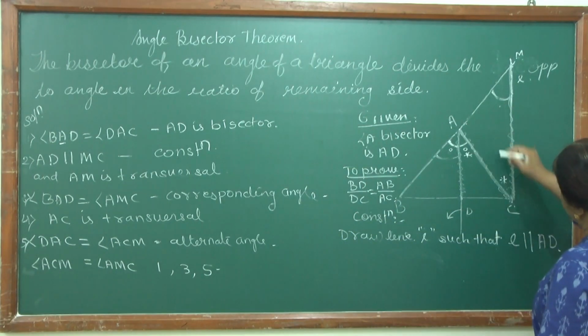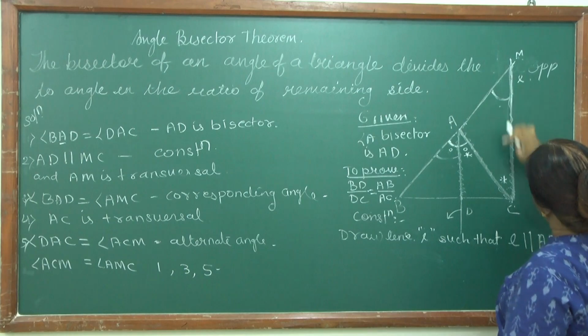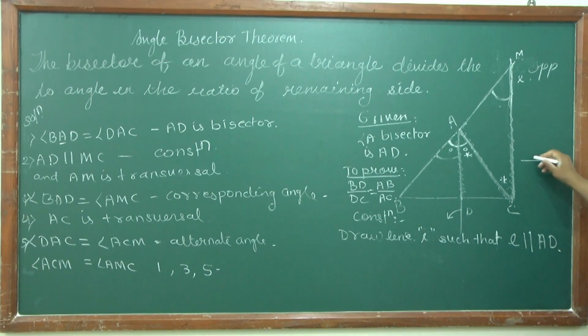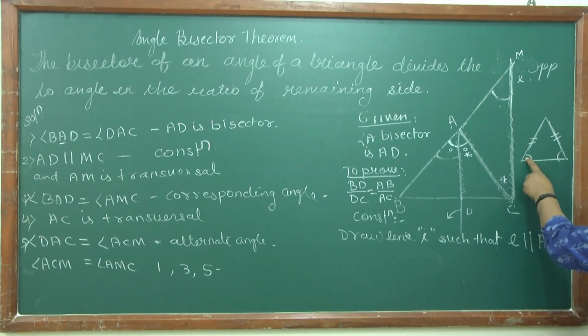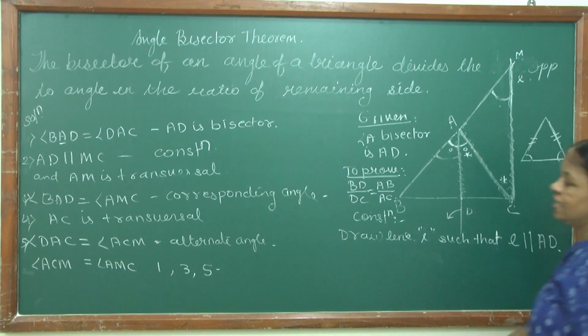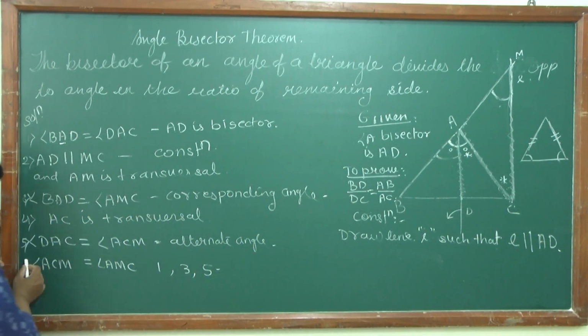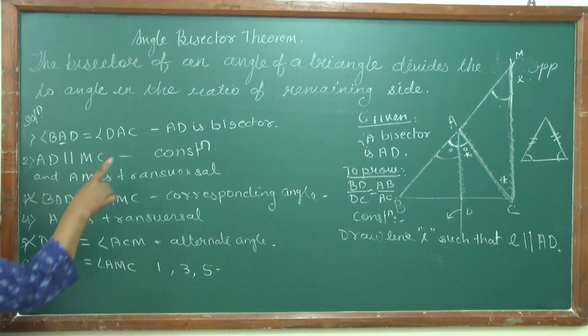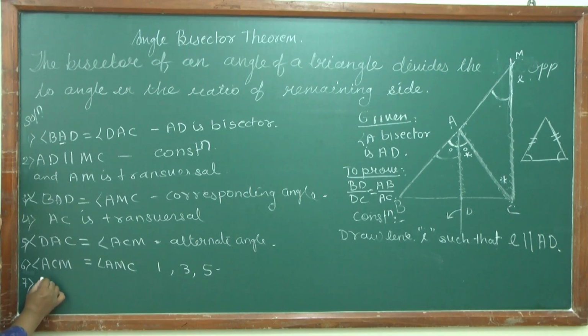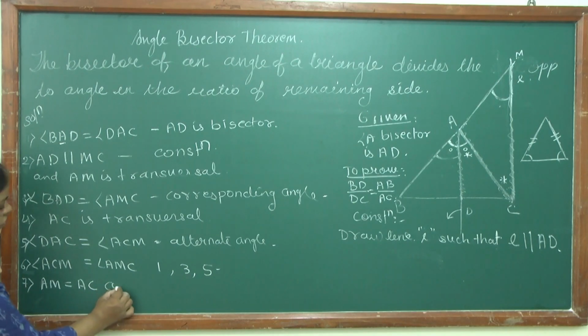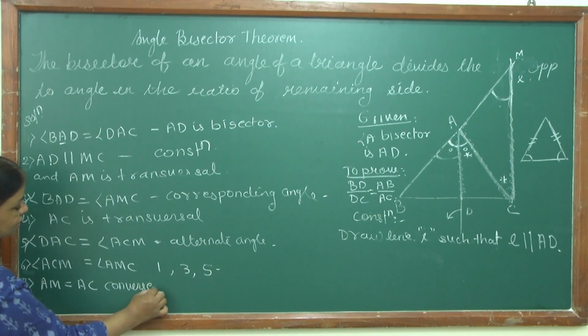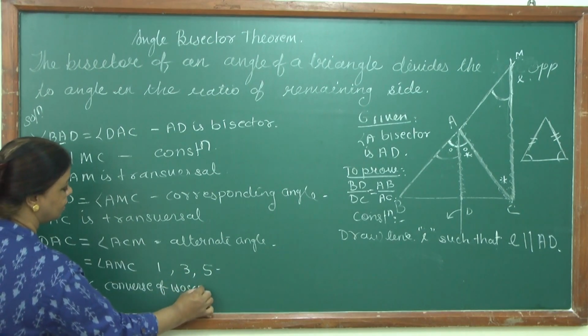Now this is your triangle and base angles are equal. Suppose I draw a triangle here and this angle is equal to this angle. So what can you say about this side and this side? These two sides will be equal to one another because base angles are equal. That is converse of isosceles triangle. So I can say now in my seventh point, this is my sixth point. In my seventh point I can say side AM is equal to side AC. And why? Converse of isosceles triangle.